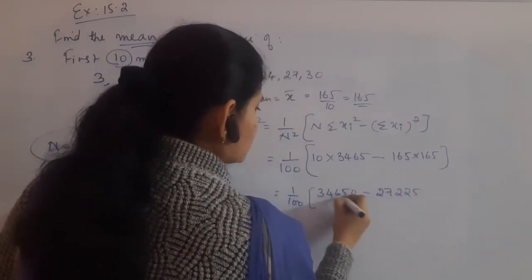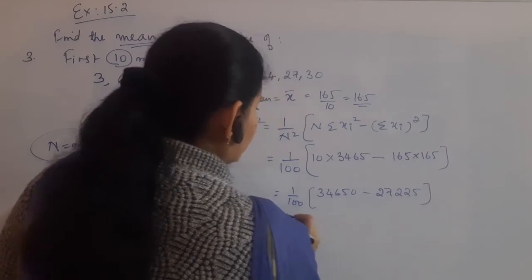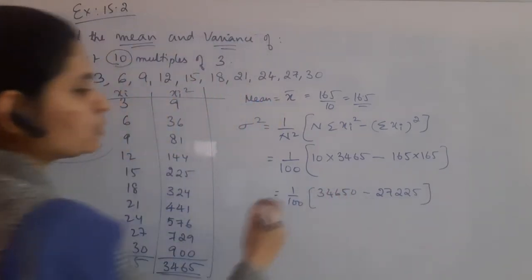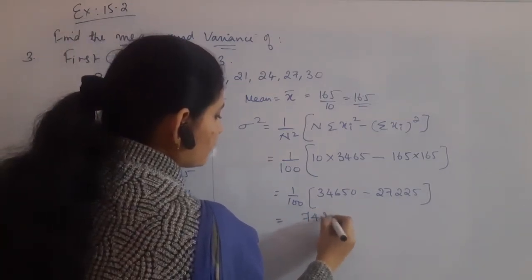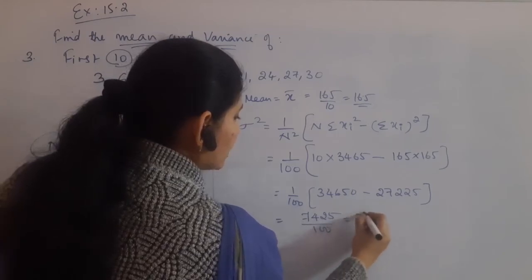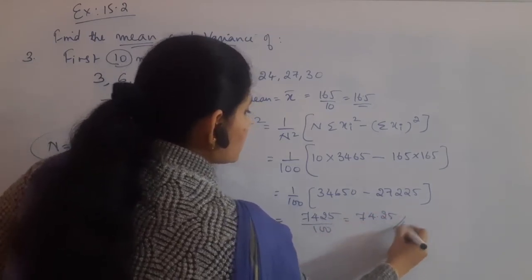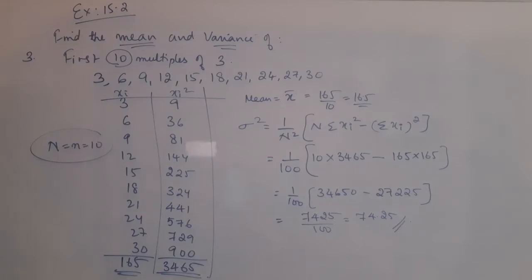27225. Yes. Okay. Now subtraction will give you, and divided by 100, your final answer. Subtraction will give you 7425, divided by 100, so that the answer is 74.25. This is sigma square.